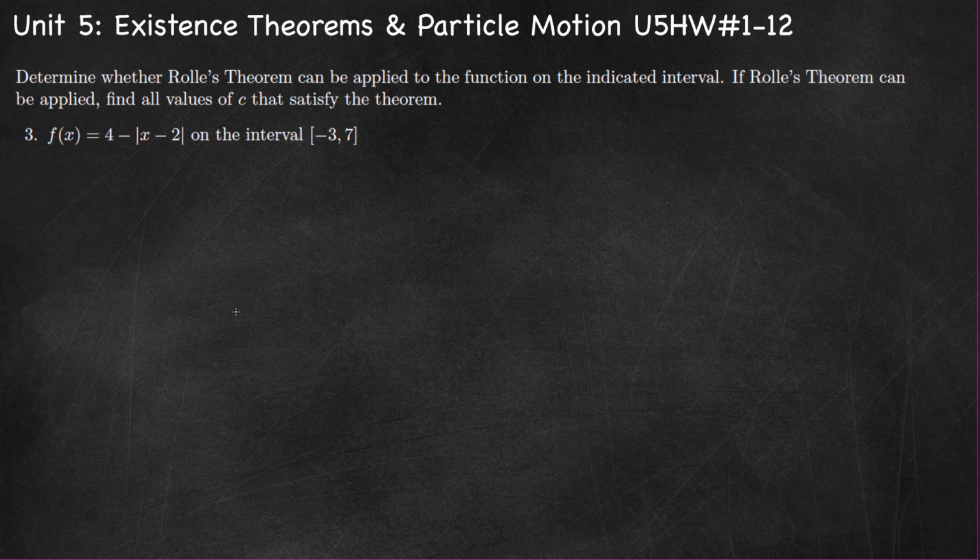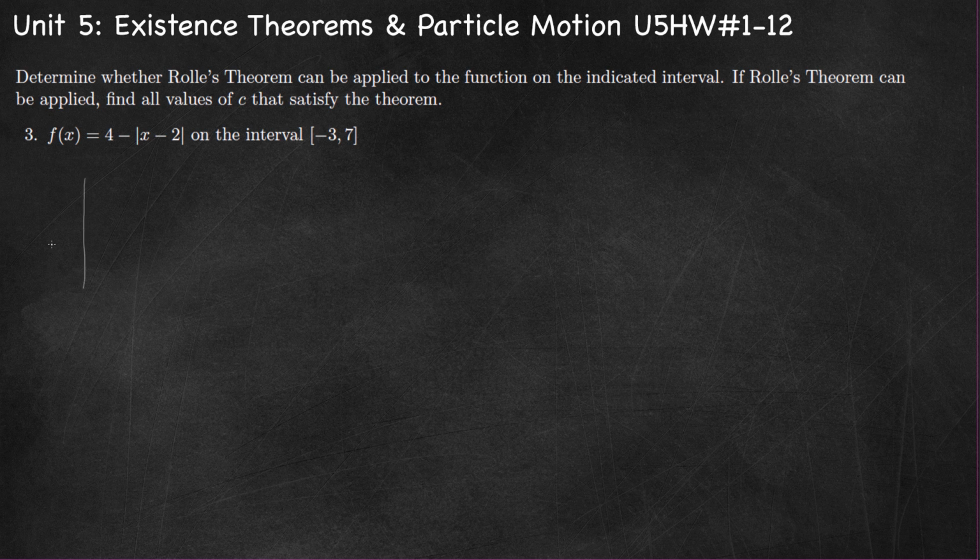Number 3, f of x equals 4 minus the absolute value of x minus 2. We're working on the interval from negative 3 to 7. So does Rolle's theorem apply in this case? Well, this is not a polynomial function. So in order to determine if it's continuous and differentiable, it's really helpful to try and visualize the graph.